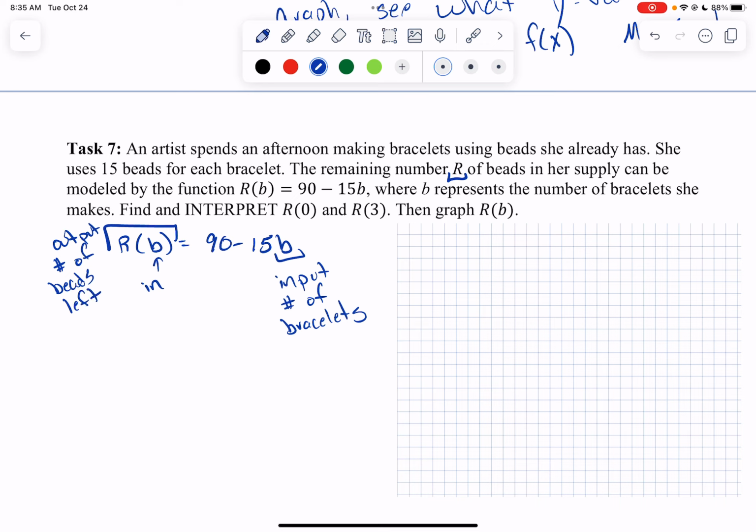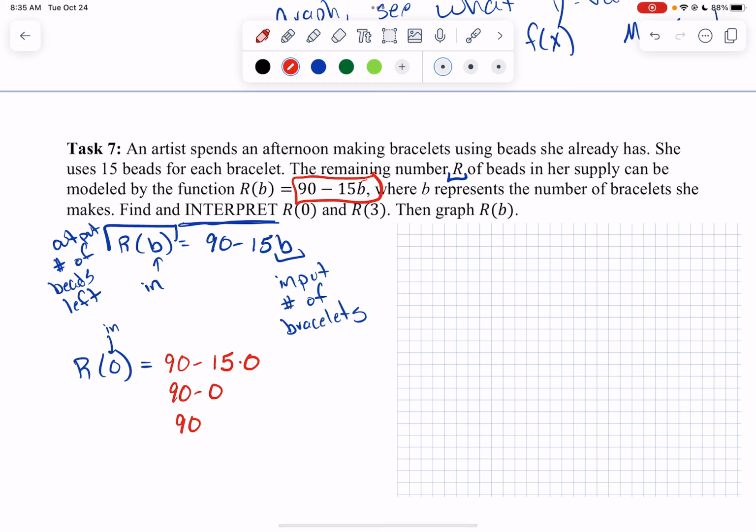Okay. Because B represents the number of bracelets she makes. Find and interpret. Tell me what it means. R of 0. So this tells me I want to put a 0 into my function rule. My function rule is this guy right here, 90 minus 15B. So I would take 90 minus 15. My B is now 0. So 90 minus 15 times 0 is 0, which gives me 90. So I would write R of 0 equals 90.